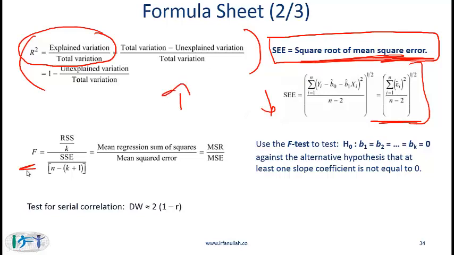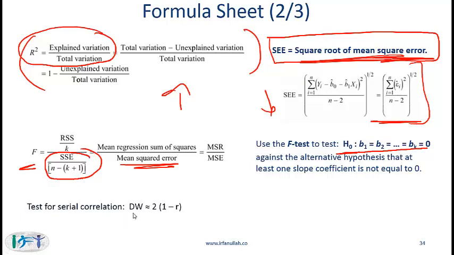You also need to know the formula for the F stat. This is the mean regression sum of squares divided by the mean square error. And what does the F test? It tests the null hypothesis that all the slope coefficients are 0. And you ideally want to reject this null hypothesis. When you reject this null hypothesis, that is saying that the slope coefficients are actually telling you something.